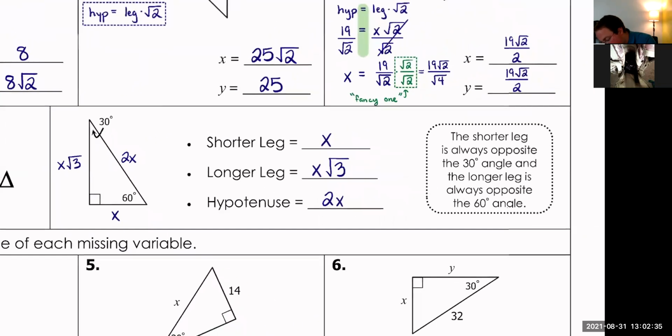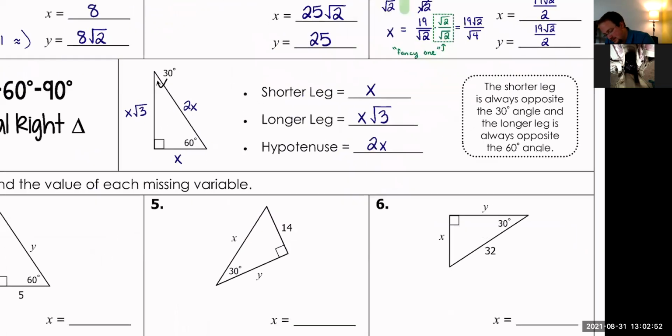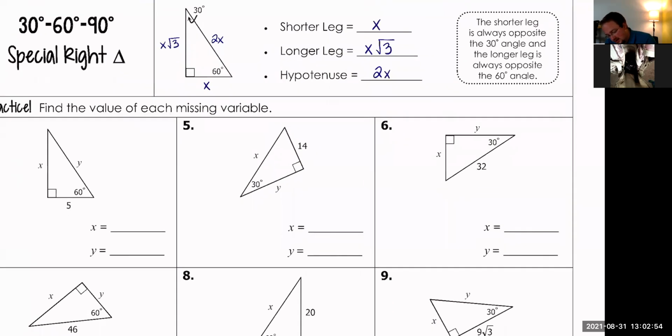Now, it does have a little note there. The shorter leg is always opposite the 30-degree angle, and the longer leg is always opposite the 60-degree angle. So visually, yes, one should look shorter than the other, but don't trust the diagram 100%. Trust the math. So we're going to try these out here.